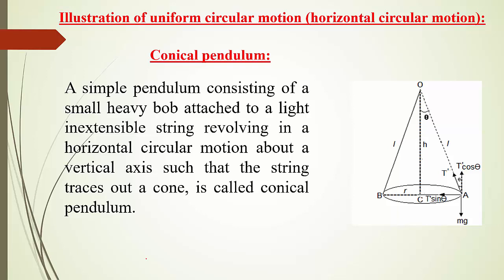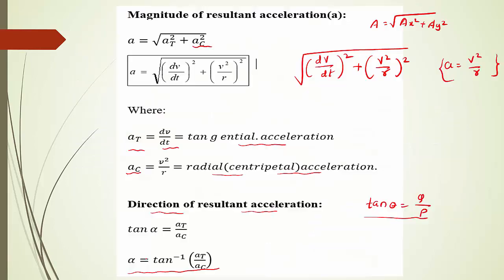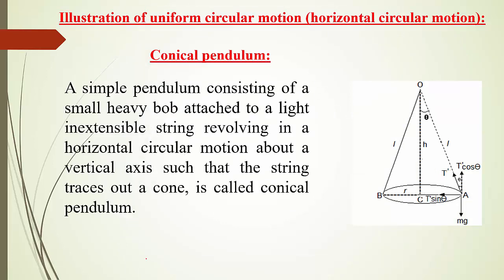Horizontal circular motion. See here, this is vertical circular motion, or we can also call it a non-uniform circular motion. Similarly, we can now study horizontal circular motion with one example, like we can consider the conical pendulum. With this example, we can study horizontal circular motion.